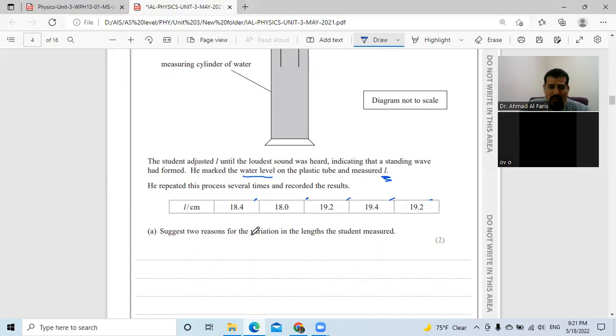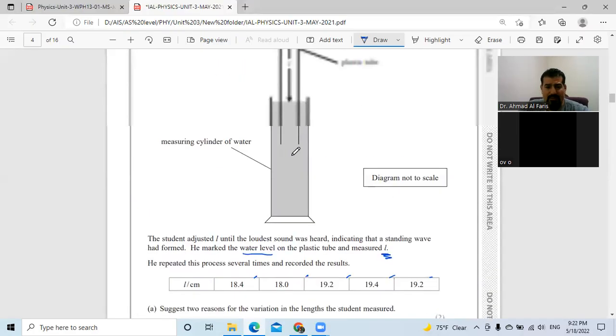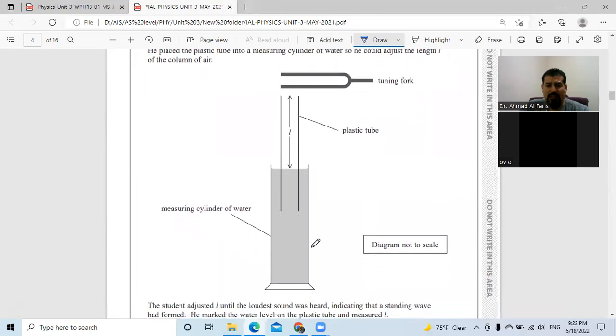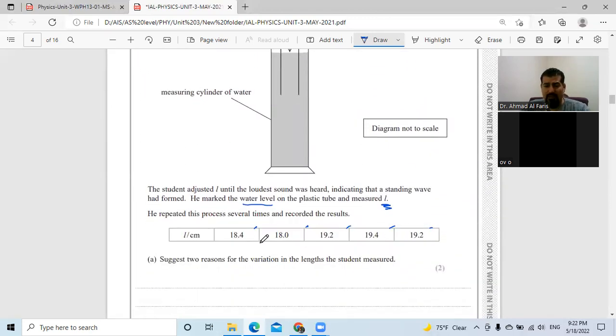So just give two reasons for the variation of the length in the student's measurements. Why is it hard to measure this length, and that's why the values are not that close to each other? You can see there is a range of difference in the values here. Why is it difficult? Because it's difficult to know exactly where the loud sound is because of the noise surrounding you in the lab, especially with the students. That's one of the problems of doing this experiment.